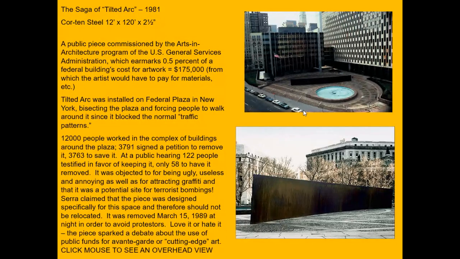He created installations where you had to walk in between various curved walls of steel to re-experience or experience the space of the gallery in a different way. He was definitely getting a lot of press, a lot of attention, and Richard Serra won the commission for this piece. So he created an arc, a slightly tilted wall that was going to be put into this big plaza in front of the federal building.